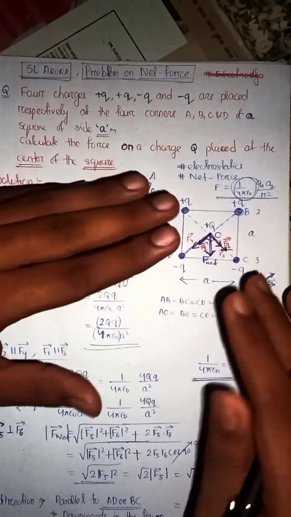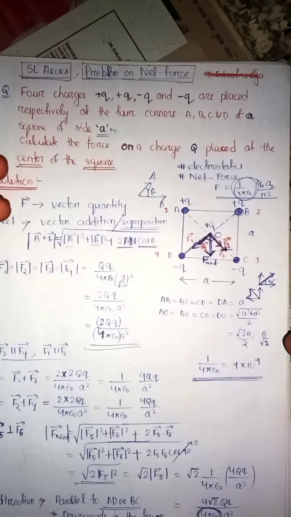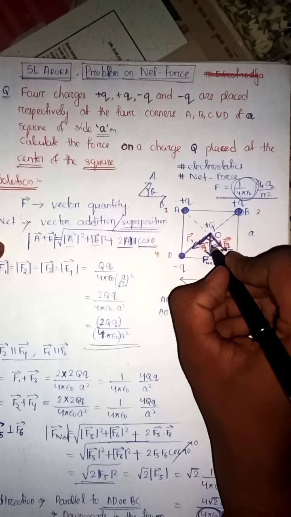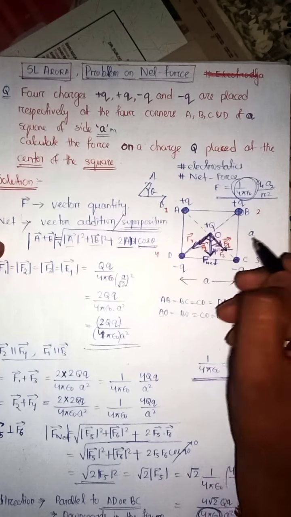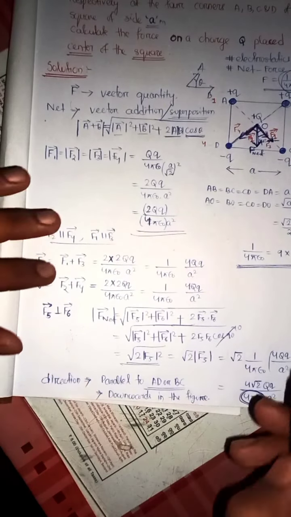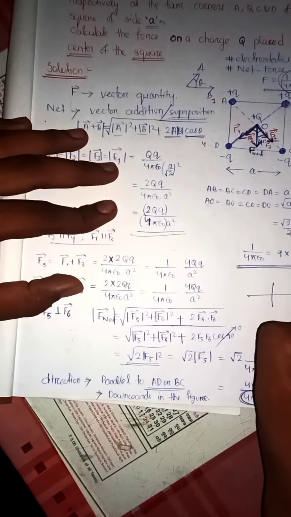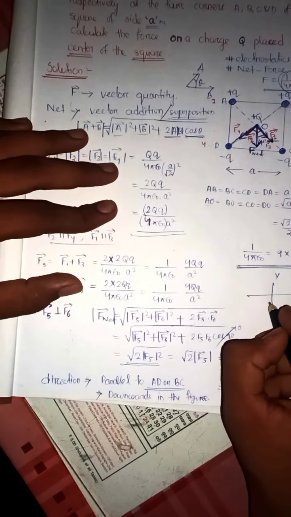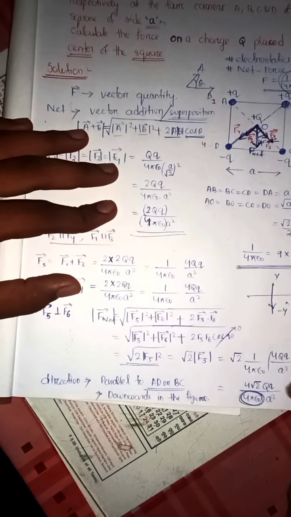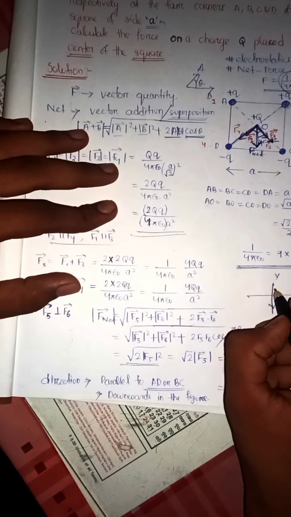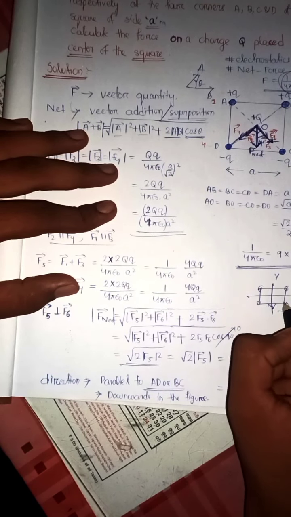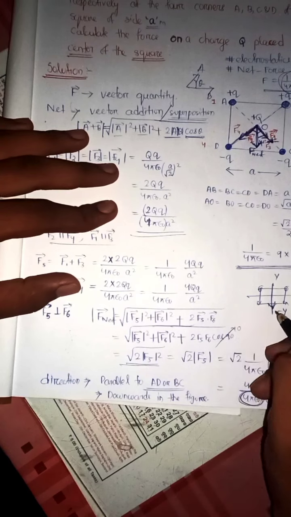Okay. So if direction is asked in the examination or in any entrance exam, you can say 45 degrees. We can just say that it is downwards in the figure, but if axes are given like this, x and y, you can say that it's in the negative y direction. Okay, if our square is like that, the force will be in the negative y direction.